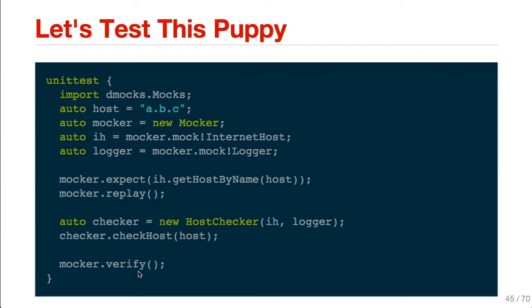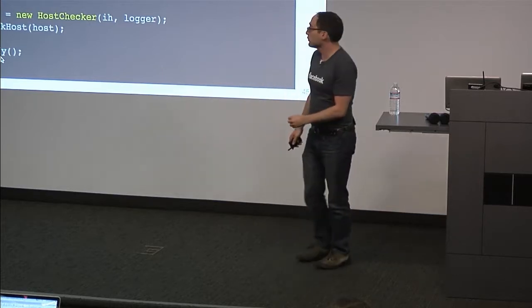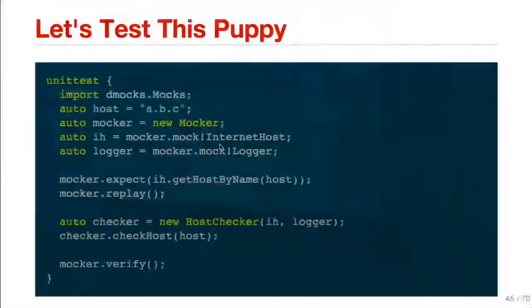Yes, Ali? I don't see the connection of mocker to the new host checker line. So mocker here constructs for me a mock of the object internet host. So this is an internet host mock, and the variable logger is a mock of the logger class. Underneath the hood, it's actually making subclasses of these classes, but it just uses reflection to make no-op implementations.